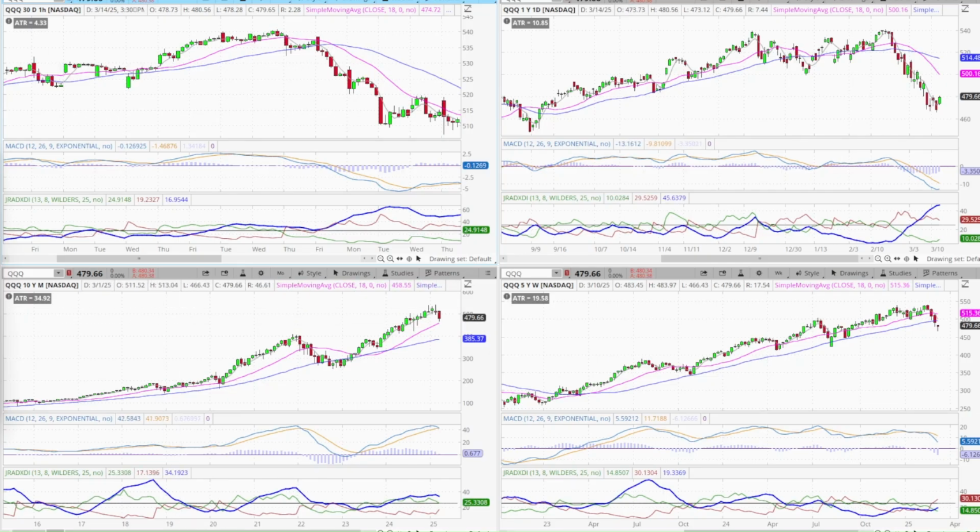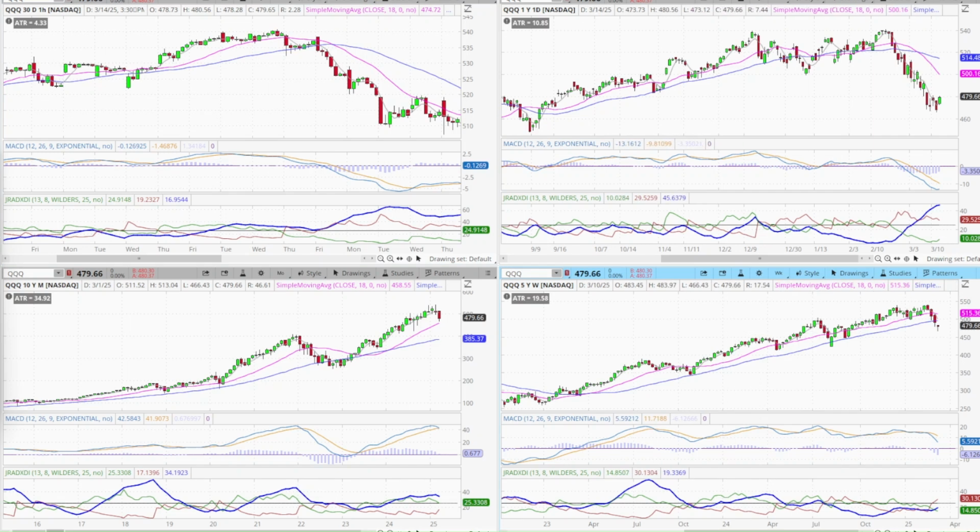Okay, so I've got symbol QQQ up: monthly, bottom left; weekly, bottom right; daily, upper right; hourly, upper left. We're not really going to look at the monthly time frame, but you would recognize what I talked about in my Friday video about the S&P: this has gone a long way without touching the 18-month, right? So we want to be aware of that. It's just not a timing tool, and I want to talk about timing today.